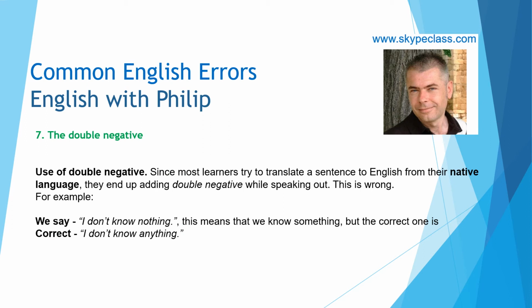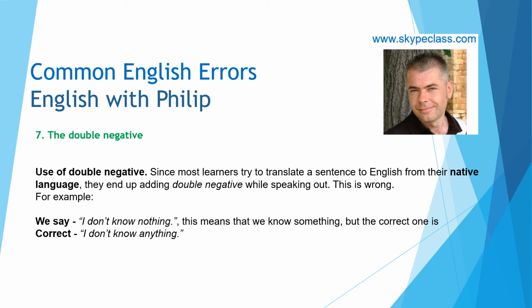Okay, the seventh error, this one is very important. I have noticed over the years many of my students make this mistake. Since most learners try to translate a sentence to English from their native language, they end up adding double negatives while speaking out. This is wrong.